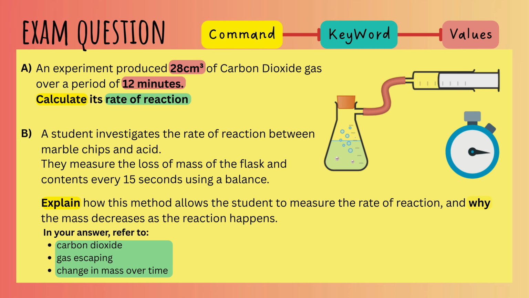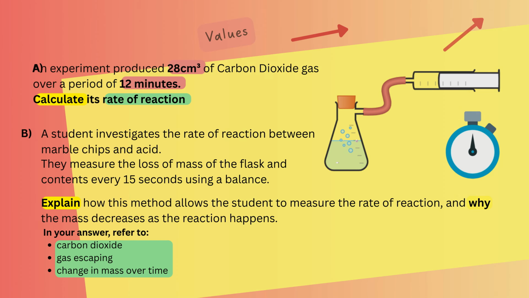Question B. A student investigates the rate of reaction between marble chips and acid. They measure the loss of mass of the flask and contents every 15 seconds using a balance. Explain how this method allows the student to measure the rate of reaction and why the mass decreases as the reaction happens. In your answer, you should refer to carbon dioxide, gas escaping, and change in mass over time.